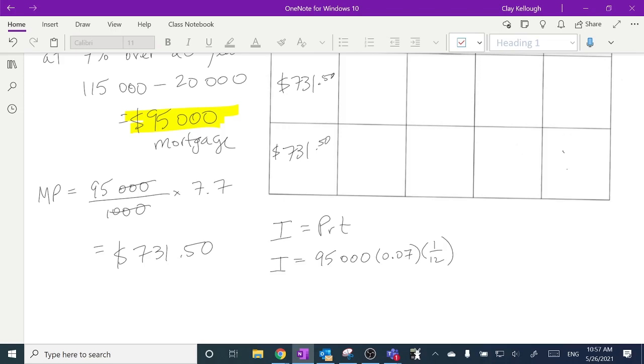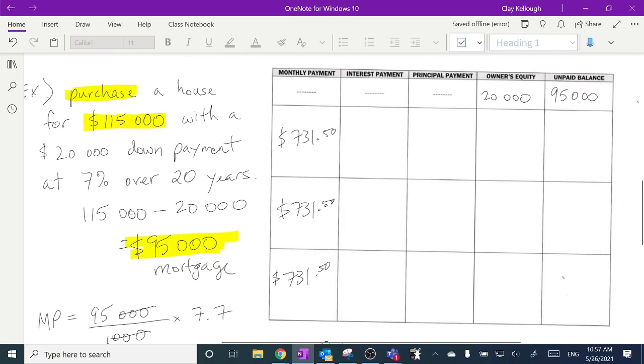So I'm just going to type that as 95,000 times 0.07 divided by 12. And there we go. I'm going to have to round this. It's money. Don't forget, it's money. It has to look like money. So there we go. $554.17. That's how much of this payment is interest.